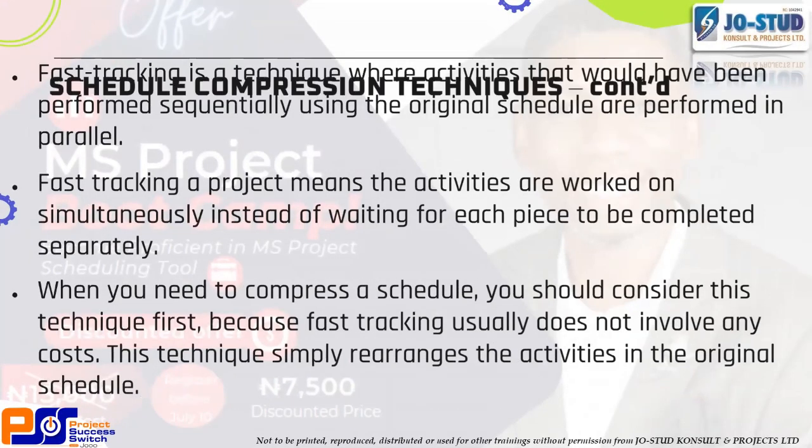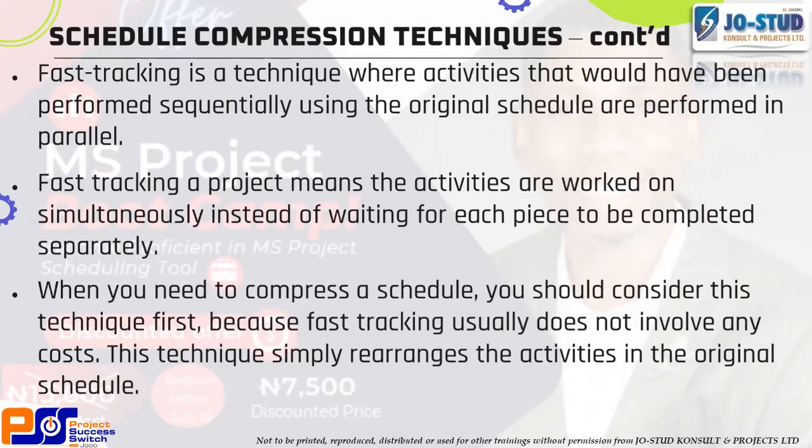Fast tracking is a technique where activities that would have been performed sequentially using the original schedule are now performed in parallel, right? So when you look at your original schedule, you are scheduled that, okay, one should finish before another one should start. But all of a sudden, you discover that it won't work anymore because the duration has overshot the timing that you were given. You will now need to go and start putting activities in parallel.